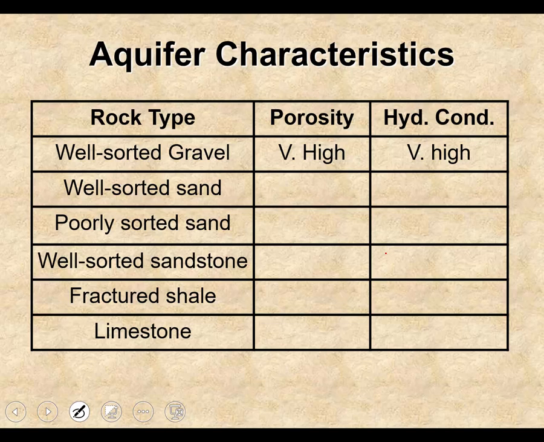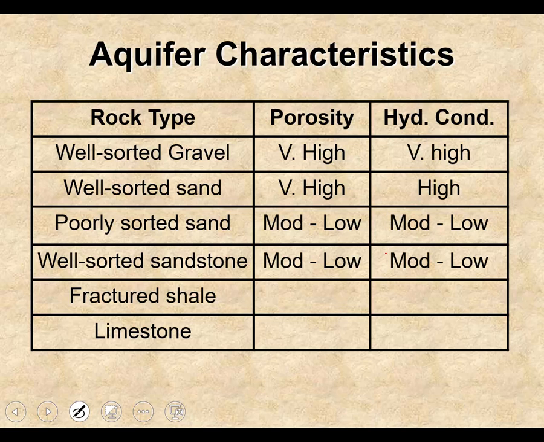So this is kind of a checklist of relative characteristics. Well-sorted gravel has the very highest porosity and hydraulic conductivity. The porosity of a well-sorted sand is the same, but the conductivity is a little lower because smaller grains. Poorly sorted will be lower than well-sorted. A well-sorted sandstone is still going to be lower than a well-sorted sand because of cementation and compaction. A fractured shale would have low porosity, but it could have high hydraulic conductivity because those fractures are linked, and so the water can get going pretty quickly.